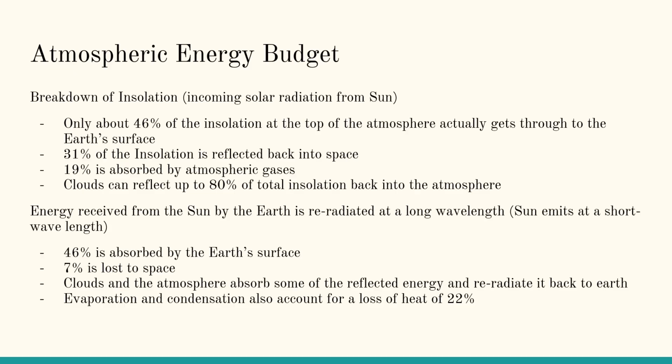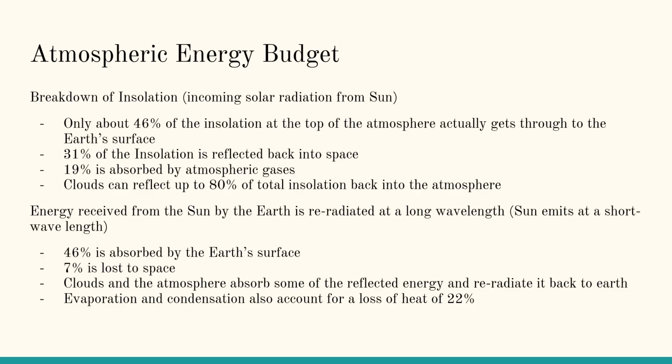Thinking about the Earth's atmospheric energy budget, there's a breakdown of insolation that we have to talk about. Only about 46% of the incoming solar radiation from the sun, which is also known as insolation, at the top of the atmosphere actually gets through to the Earth's surface because it's been reflected back into space by the ozone layer. 31% of that insolation is reflected back into space, like I said. And then 19% is absorbed by atmospheric gases.